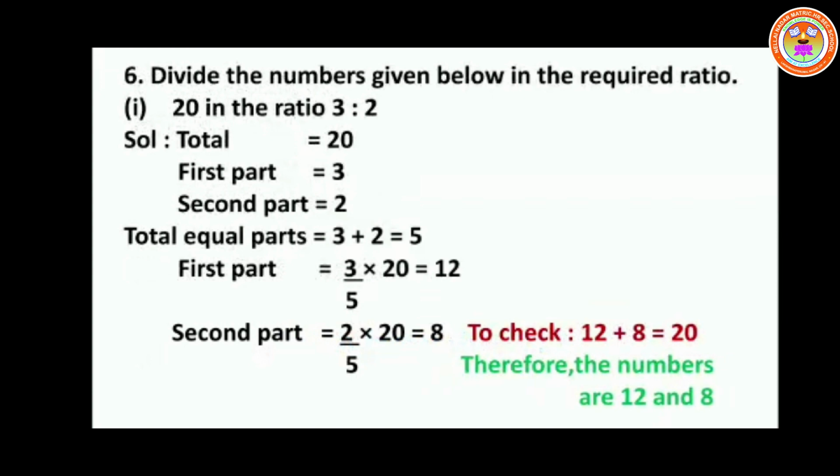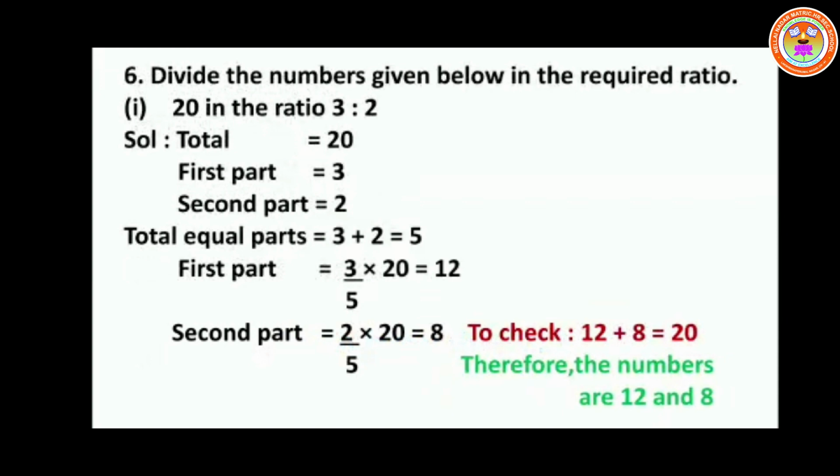To check, I have written that whatever answer you got in the first part and whatever answer you got in the second part, if you add both answers, you will get your total. Is it or not? Just see, I have written it in red color to help you identify. To check, listen here: the first part 12 plus the second part 8. So 12 plus 8, the total is 20. Therefore the numbers are 12 and 8.